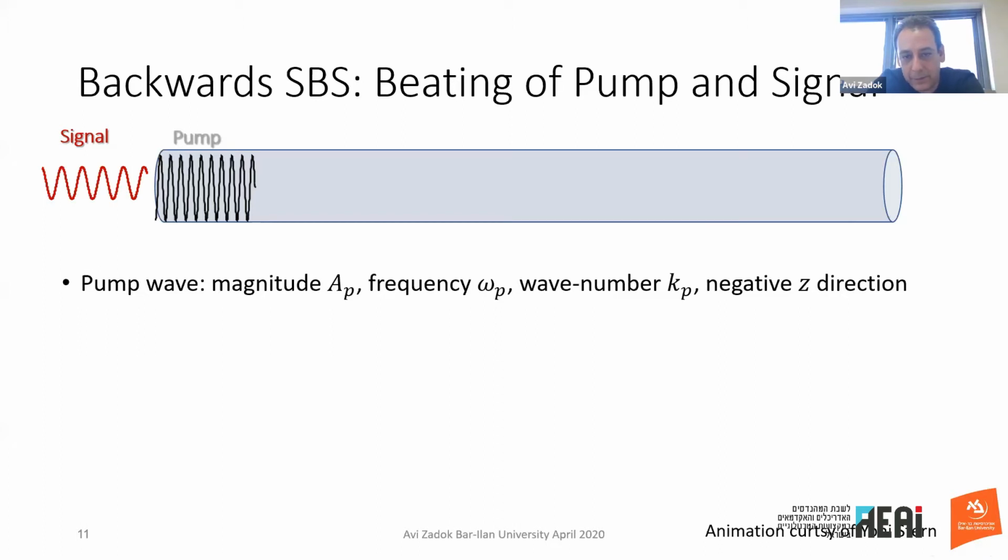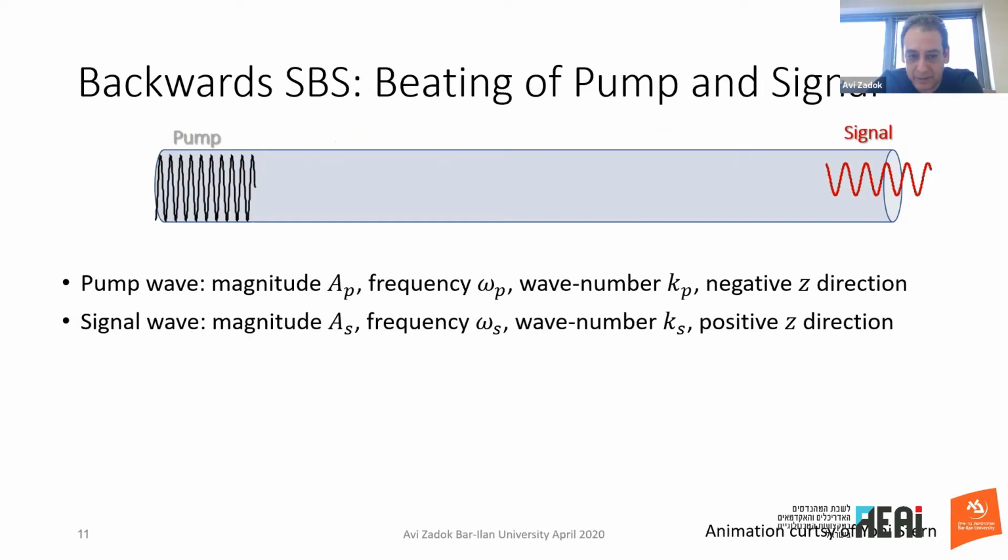Now, one wave is not enough to generate the effects that we're interested in. We need at least another one. The second one we call a signal. That signal wave is counter-propagating. It is propagating in the opposite direction. It has its own magnitude, A signal, its own frequency, omega signal, and wave number, K signal. And it is propagating in the positive direction along the same fiber, so the opposite direction.